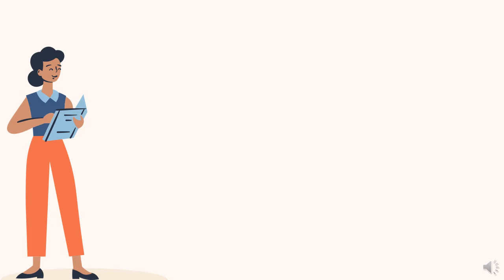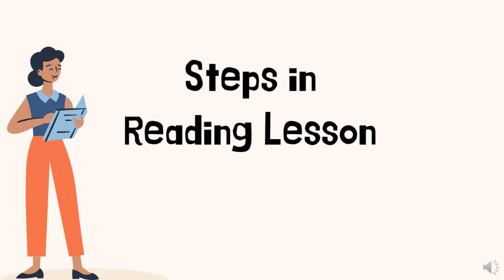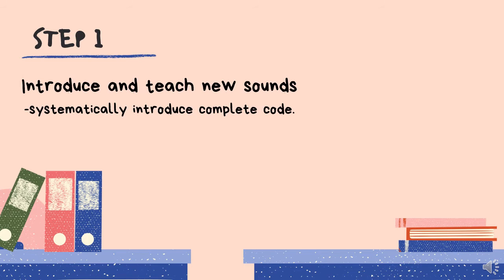Now the question is, how to teach a reading lesson? Here are the steps in a reading lesson. Step number 1. Introduce and teach the new sounds, wherein the lessons systematically introduce and teach the complete phonemic code. Now, what is the complete phonemic code? It is the specific print sound.